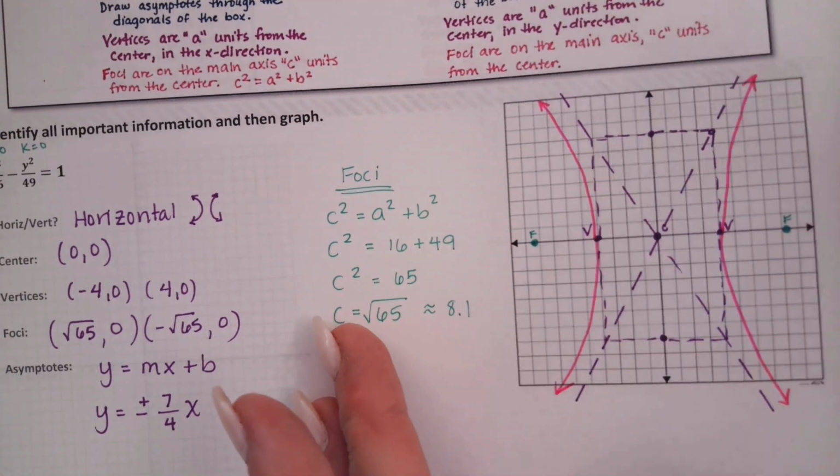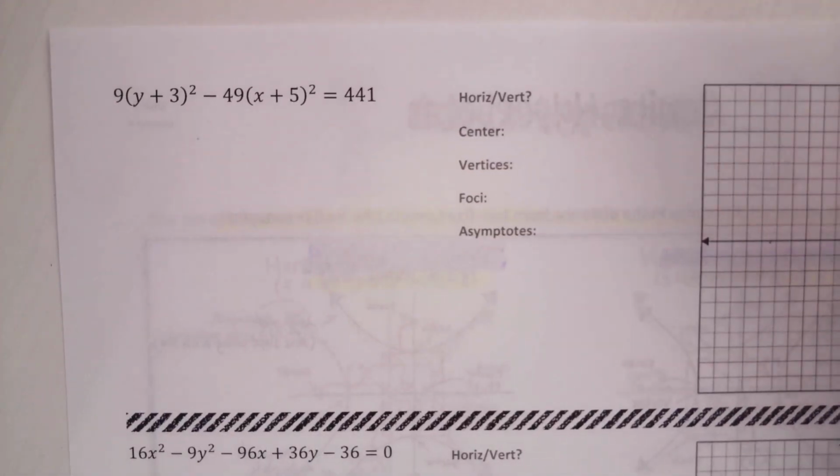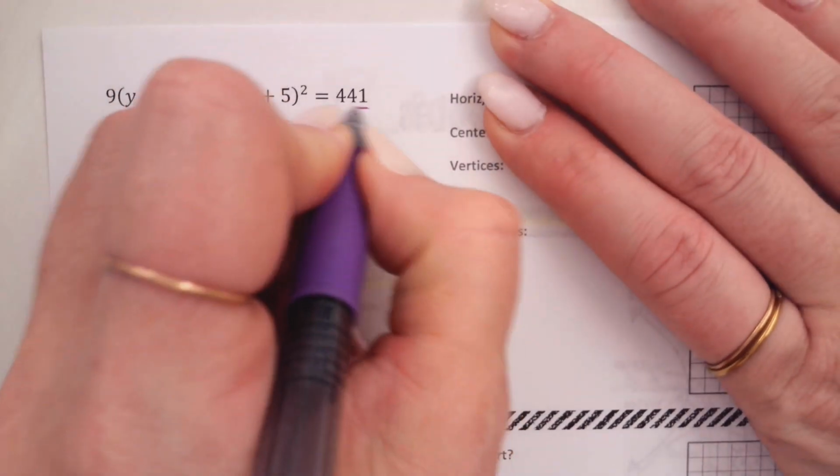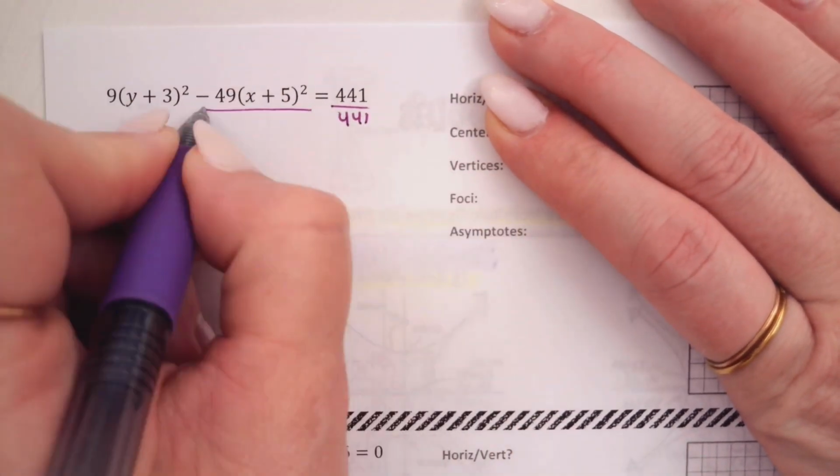Alright, let's look at the one on the back side. It's not quite in standard form. It still has one more thing it needs to do to put it in standard form. What is that one more thing? Divide by 441, because we need it equal to 1 on that right side.